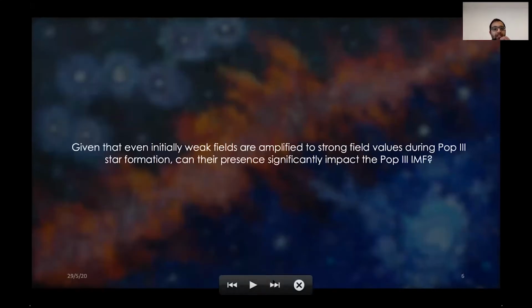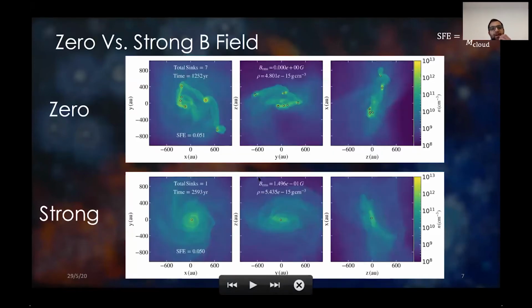Given that these fields, or even initially weak fields, can be amplified to strong field values, we can now look into how they can affect the Population 3 IMF. This is just a particular example of a simulation which has only the magnetic field strength that differs. The top panel shows the projections in the three directions of densities, and these white little dots that you see on the screen are the different stars that are forming in the simulation.